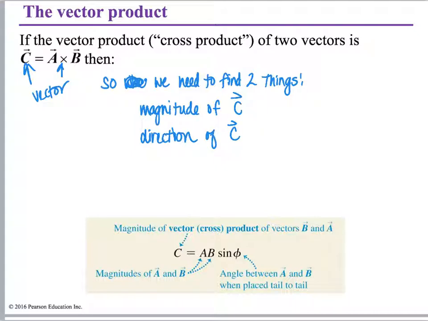The first thing that we do is the magnitude, and you notice it looks really similar to the dot product, but we take the sine of the angle between the two vectors when they're put tail to tail. You can't just interchange them. It's important that it's the sine, and so you do have to remember that that's how we find it. And that is pretty straightforward because we've done a little bit of this already.